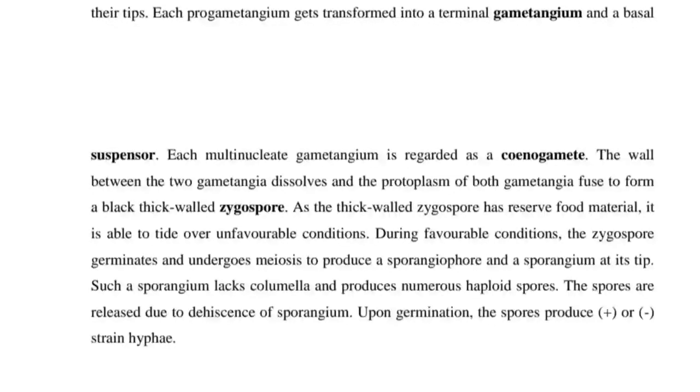As the thick-walled zygospore has reserve food material, it is able to tide over unfavorable conditions. During favorable conditions, the zygospore germinates and undergoes meiosis to produce a sporangiophore and a sporangium at its tip. Such a sporangium lacks columella and produces numerous haploid spores. The spores are released due to dehiscence of sporangium. Upon germination, the spores produce plus or minus strain hyphae.